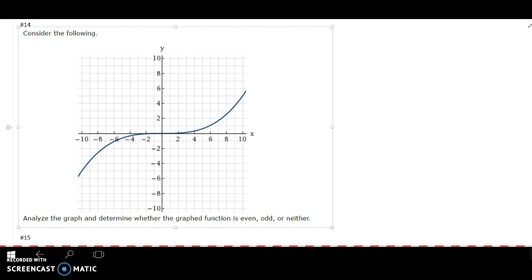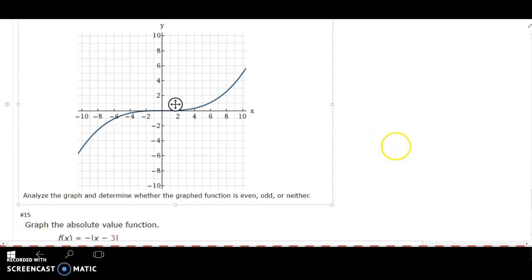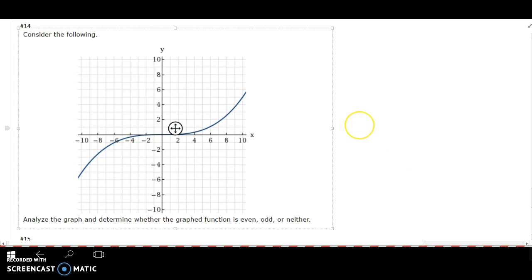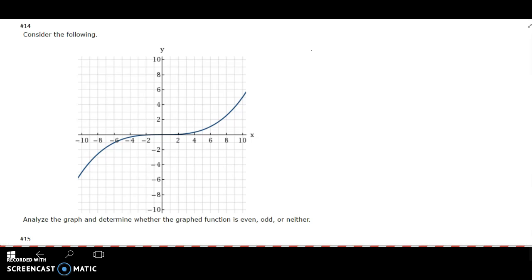Number 14, we're asked to look at a graph. They give us a graph, and then we have to decide if it's even, odd, or neither. Now, when you're talking about even, odd, or neither, that's referring to symmetry. So when we're looking at a graph, symmetrical means the same on both sides. So if it's an even function, that means it's going to be symmetrical around the y-axis. Okay, so y-axis. So what's on the left is a mirror image of what's on the right.